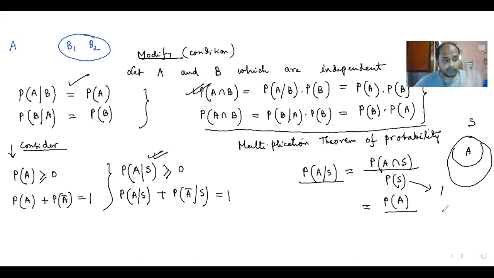So we have got a very interesting formula called the multiplication theorem of probability, which helps us to deal with independent events. Now, keeping in mind the given formula, let us try to solve a problem.